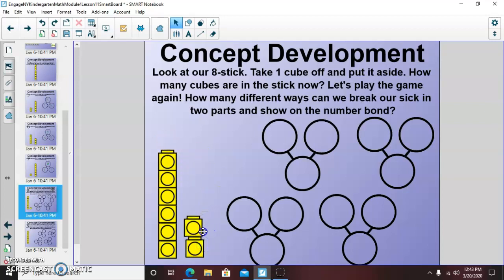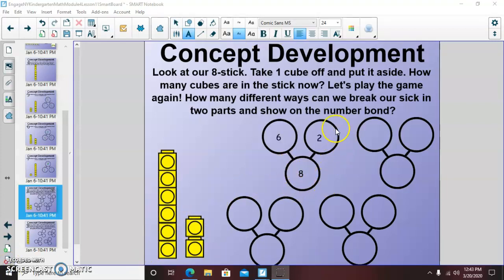Pause me and make a number bond that matches this picture. Go ahead. Okay, check if your number bond looks like this. It may not look exactly like this, but you should still have your whole and your 2 parts the same as mine. So we have 2 parts. I'm going to count this part first. 1, 2, 3, 4, 5, 6, which goes right here. And we have 1, 2 for our second part, which is right here. And all together, we have 8.